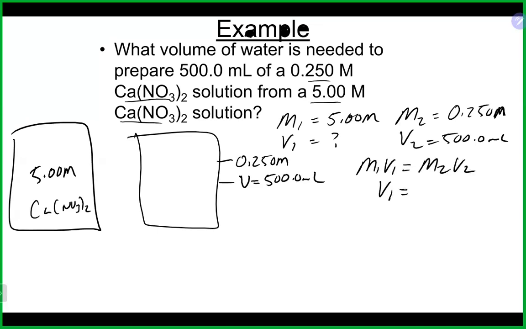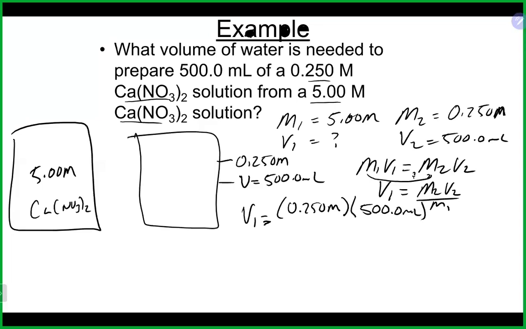And again, solving for V1, we're going to divide to the other side. That's going to give us M2, V2, over M1. Putting in our numbers here, we will end up with a V1 that is equal to 0.25 molar times 500. Once again here, it is okay in this formula to leave the volume in milliliters. It just means that when I get my answer, it will be in milliliters. If you want to convert it to liters, that's also perfectly fine in this formula. It just means when you get your answer, it will be in liters. So it's just your preference there.